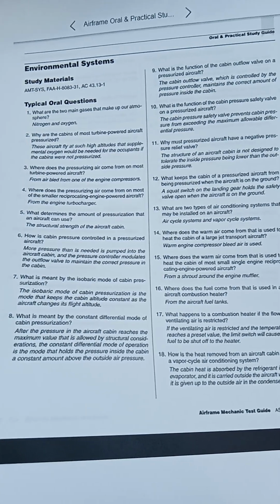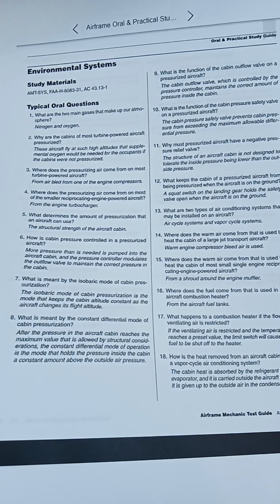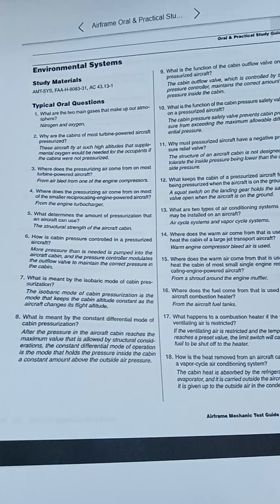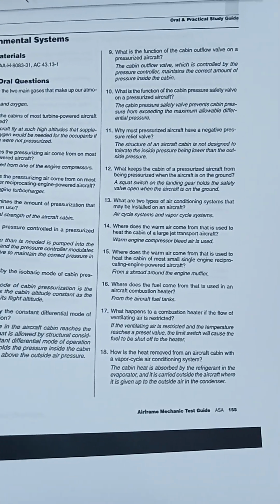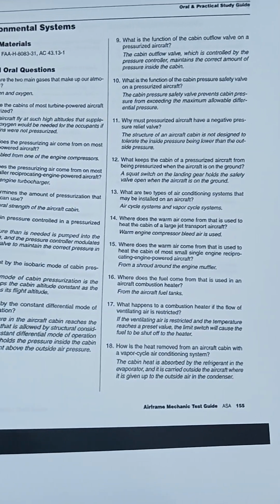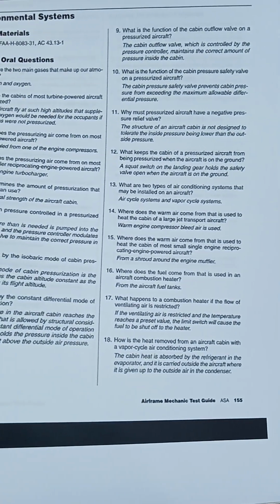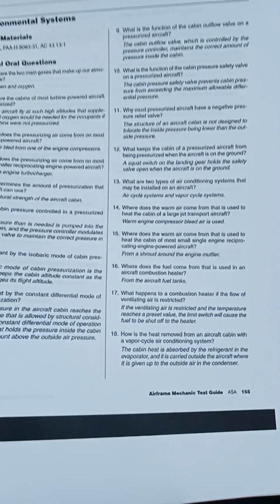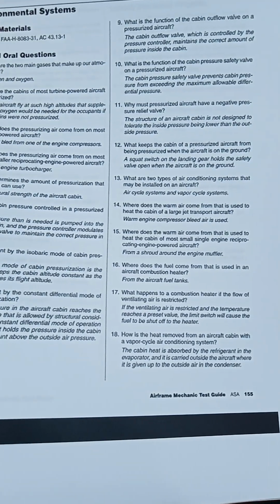After the pressure in the aircraft cabin reaches the maximum value that is allowed by structural considerations, the constant differential mode of operation is the mode that holds the pressure inside the cabin a constant amount above the outside air pressure. What is the function of the cabin outflow valve on a pressurized aircraft? The cabin outflow valve, which is controlled by the pressure controller, maintains the correct amount of pressure inside the cabin. What is the function of the cabin pressure safety valve on a pressurized aircraft?